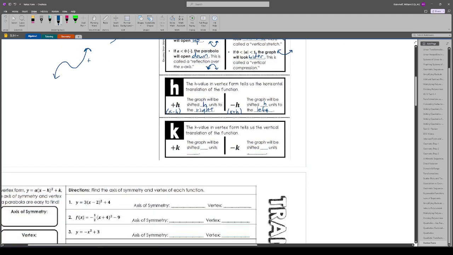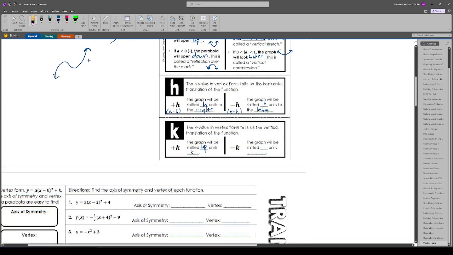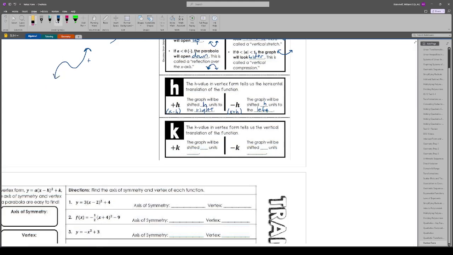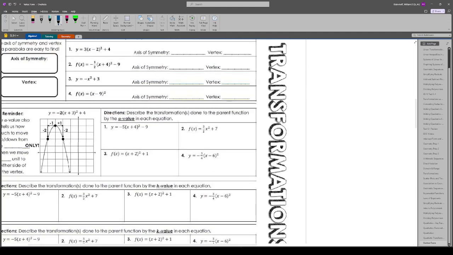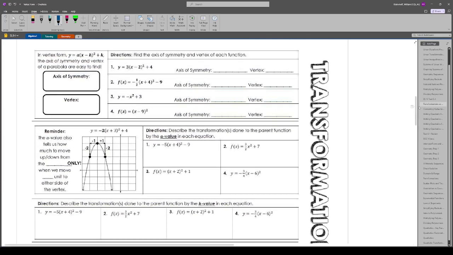K, way less confusing, it just does what it should do. The graph goes up if k is positive. K units up, I wrote that backwards, whatever. You know how k works. K units up. And then if it's negative, it'll be k units down. Great. So that's all stuff we talked about in transformations yesterday. Let's go through this inner part of the notes.